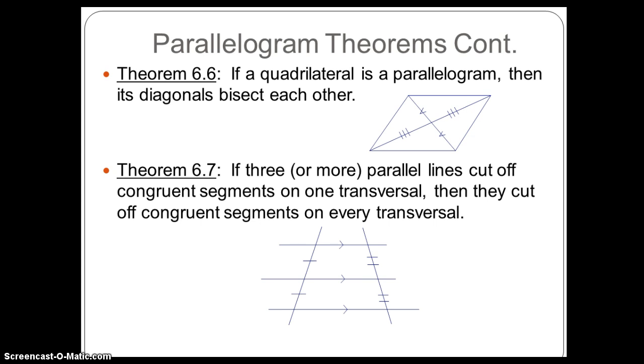And then the last theorem, which has to do with the idea of parallelograms, but actually deals more with parallel lines, says if three or more parallel lines cut off congruent segments on one transversal, then they cut off congruent segments on every transversal. So if we look at our diagram, what this is saying is I have three parallel lines, and this is a transversal. It cuts this transversal into two equal pieces. Therefore, it cuts this side also into equal pieces. Not necessarily that the two sides are the same, but that the lengths on the transversal are equal.